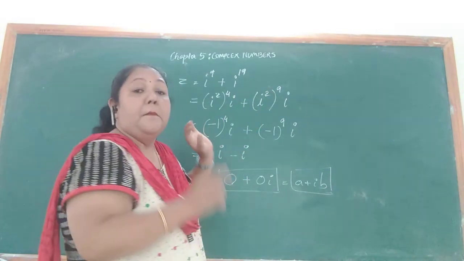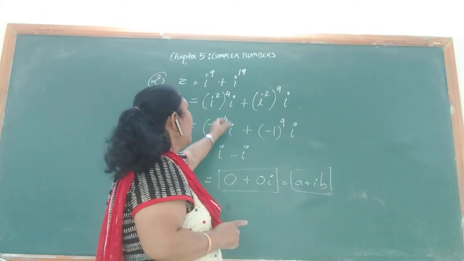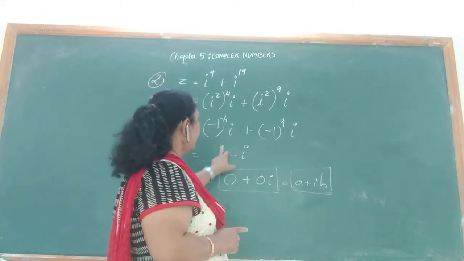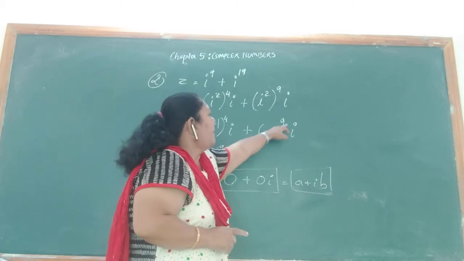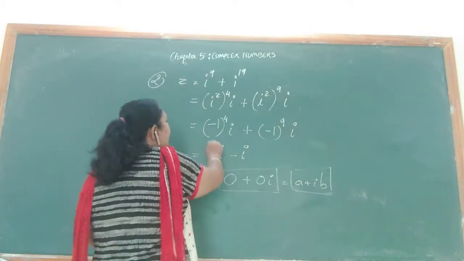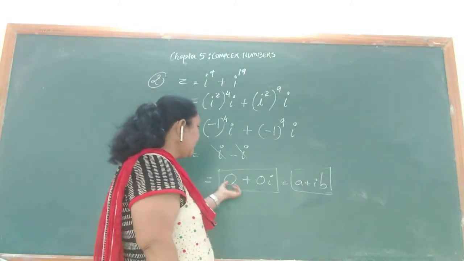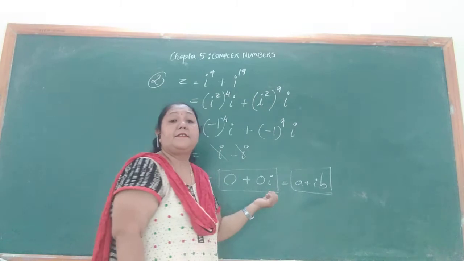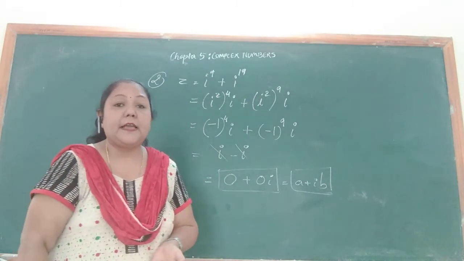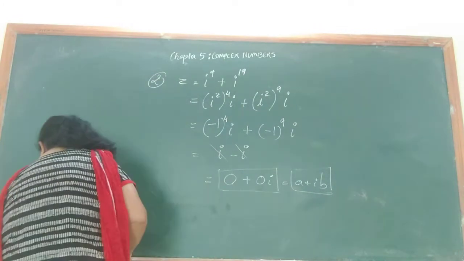So therefore i square will now be substituted as minus 1, and even power gives a plus sign, odd power gives a minus sign. So plus i and minus i cancel with each other and the value becomes 0. So I have 0 plus 0i, that is, it is in the a plus ib form. Now let's go to the next question.